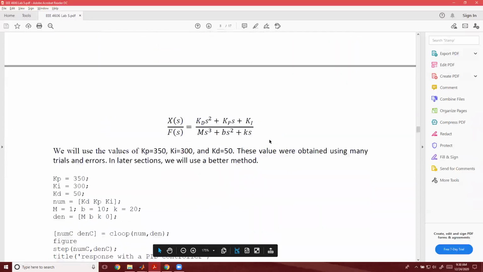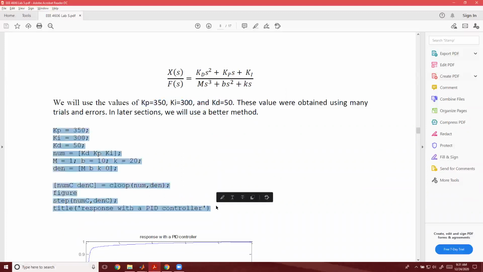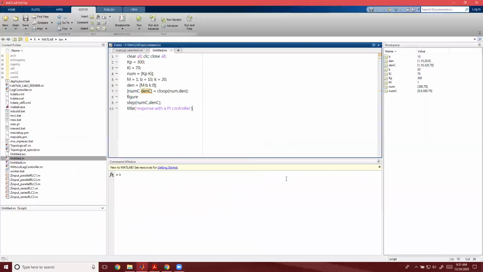Yes. Okay, so we're going to use KP equals 350, KI equals 300, and KD equals 50. These values were obtained using many trials and errors, so these are the optimal values. In later sections, we'll use a better method, but for now, we've used a lot of trial and error to find these values. Just assume that. So let's try this code and see what we get.